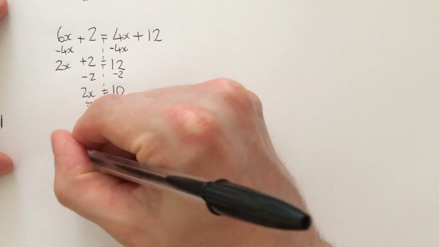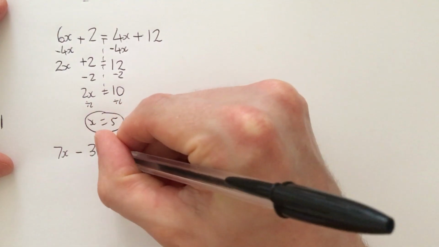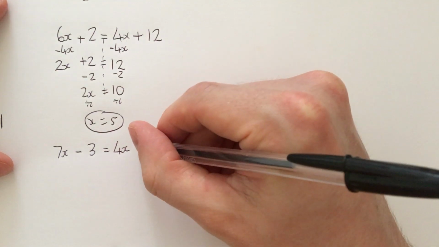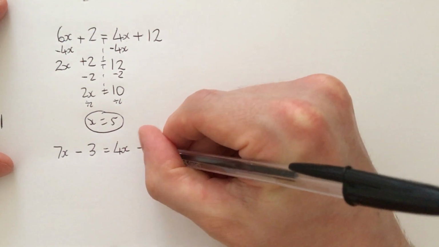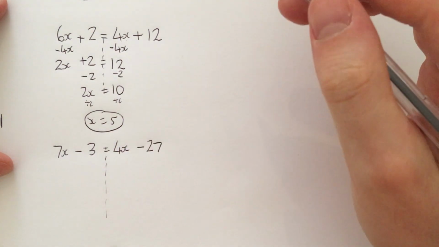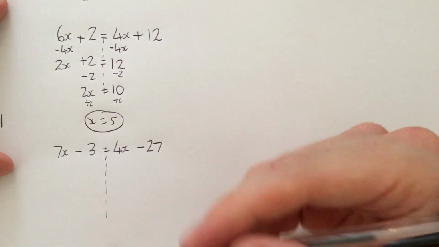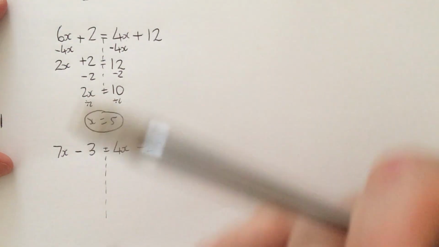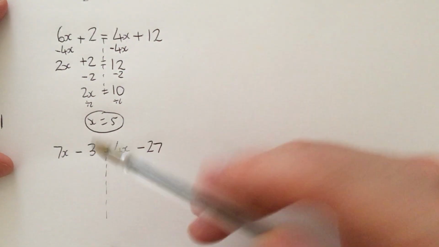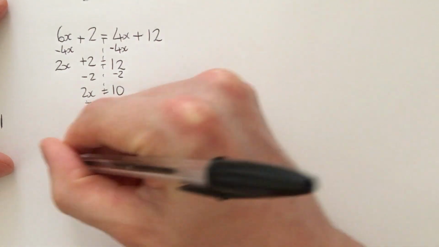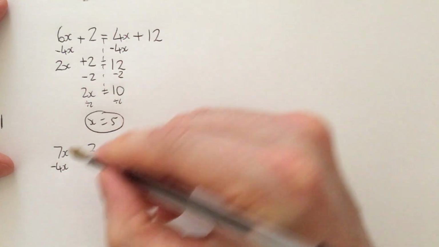If I've got 7x take away 3 equals 4x take away, let's say, 27. Okay, the exact same thing here. By the way, if you want to pause the video and try it yourself, please do. First thing I think is I need to get x on the same side. What has the smaller coefficient in front of the x? Is it the 7 or the 4? Well, it's the 4. Because it's a positive 4, I'll take away 4x from both sides.